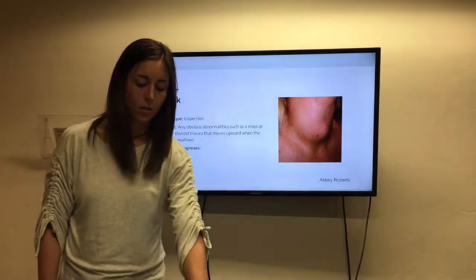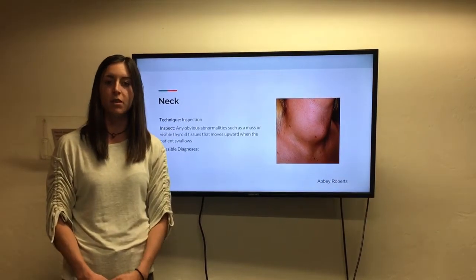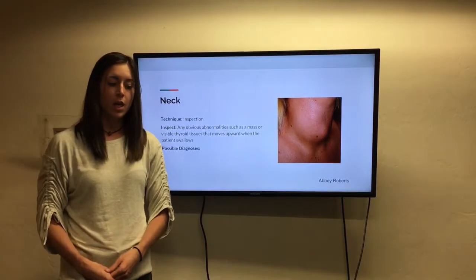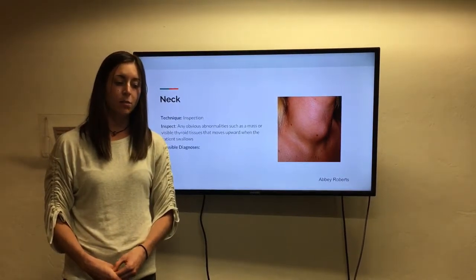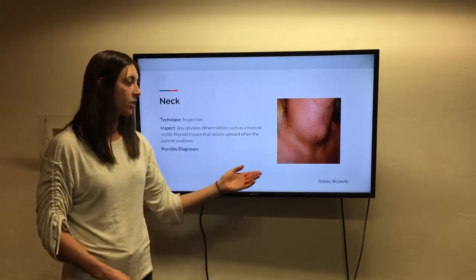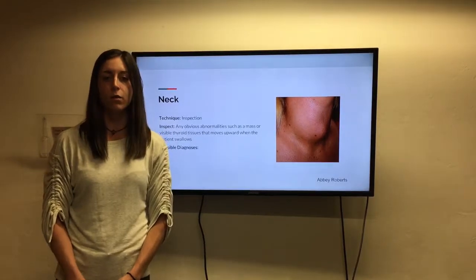And the neck. We're inspecting to see if there's any obvious abnormalities, such as a mass or visible thyroid tissue that moves upward when the patient swallows. And diagnoses could be iodine deficiency, which looks like an enlarged thyroid, and then there could also be a local infection.